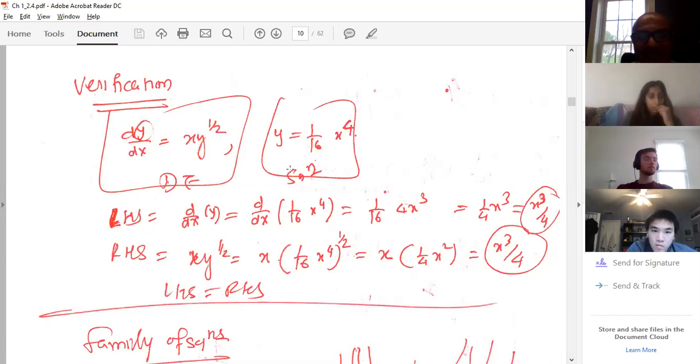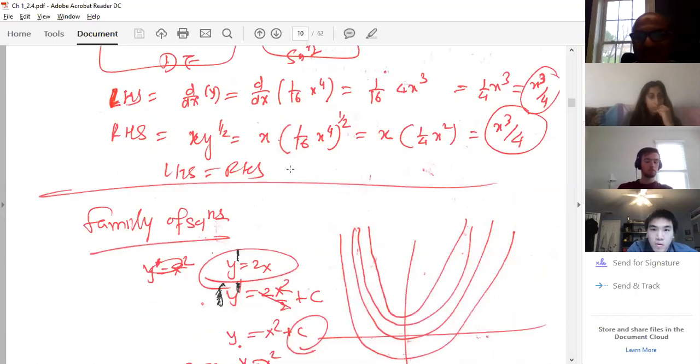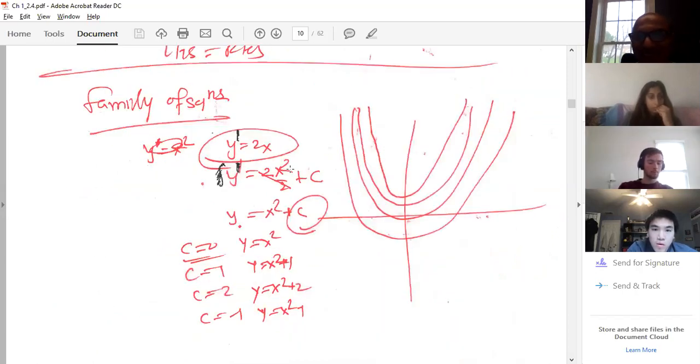Okay. Family of solutions. Whenever you solve a differential equation, you are not getting just one solution, you are getting a number of solutions, a family of solutions. Why? Because suppose I have one equation, y dash equal to 2x. Or I can say, y equal to x square.